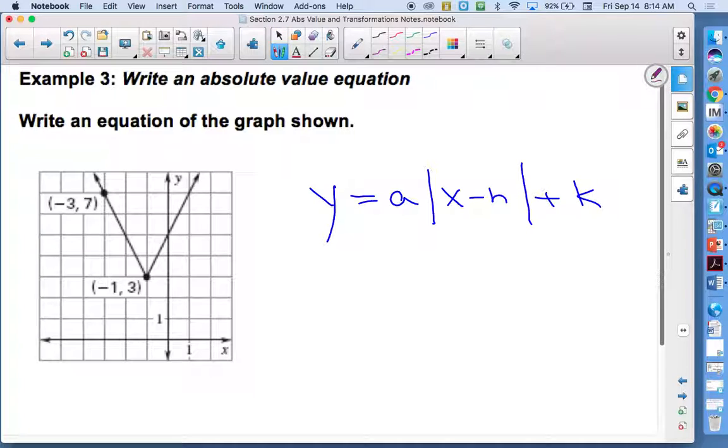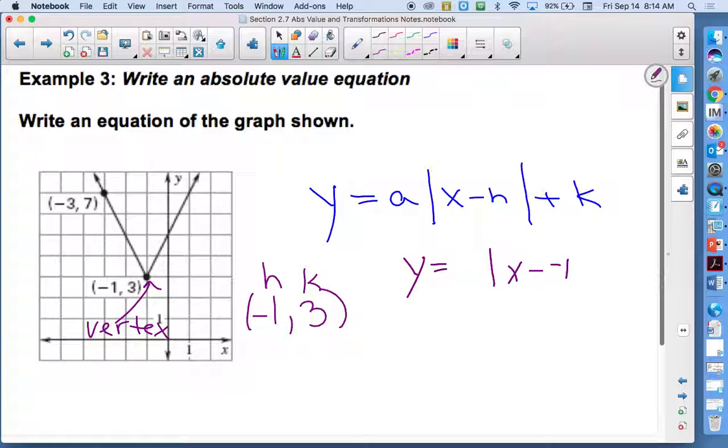What's one thing we need to write this equation? Julia? The origin. Wait, the origin. Yeah, the vertex. That vertex is your h and k. So -1, 3 is our vertex, which represents h and k in our equation. So we have x minus h, so that would be x minus a -1. K is a +3. So we're just plugging that information in.